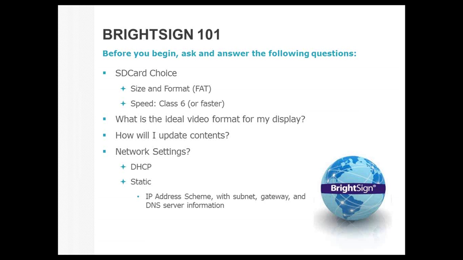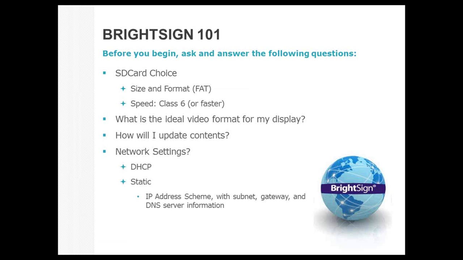Moving on, how will I update contents? This is an important question to ask because fundamentally this has direct bearing on how you will set up your player. Really, there's two ways to update a player's contents: either physically deliver a new memory card to the player, which we call standalone, or local file publishing, or you're going to update your player over an Ethernet connection that may or may not include a connection to the big wide world of the Internet. So that would be a network publishing method.